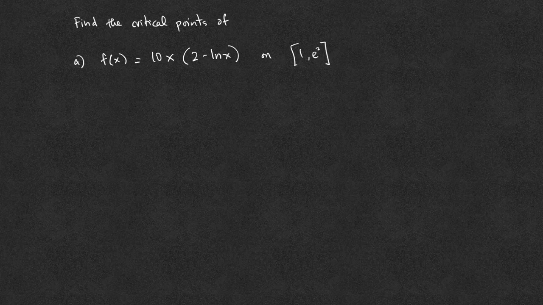Find the critical points of f of x equals 10x times the quantity 2 minus ln of x, but only on the interval 1, e squared. To find the critical points, we first need to find the derivative, because the critical points are where the derivative is 0 or where the derivative is undefined.